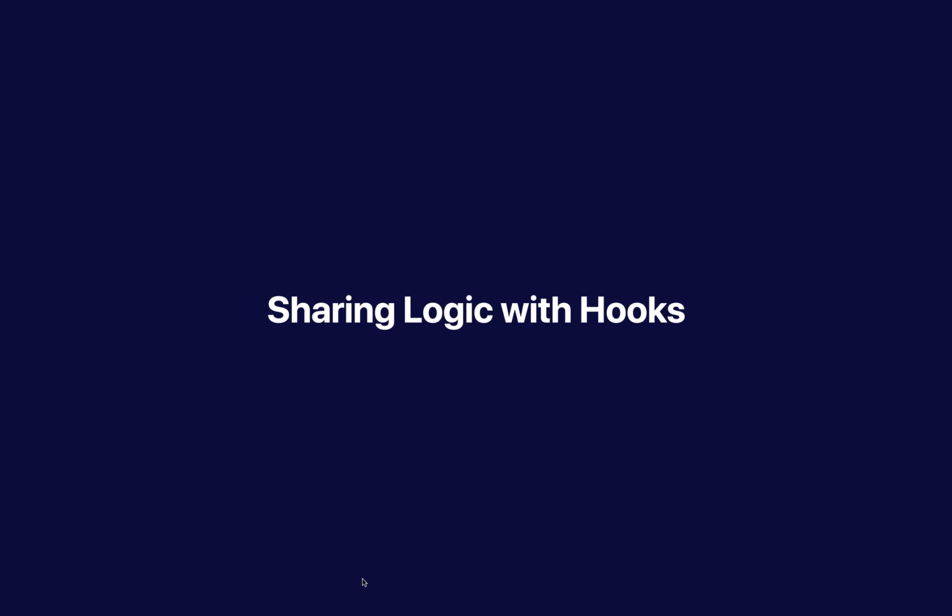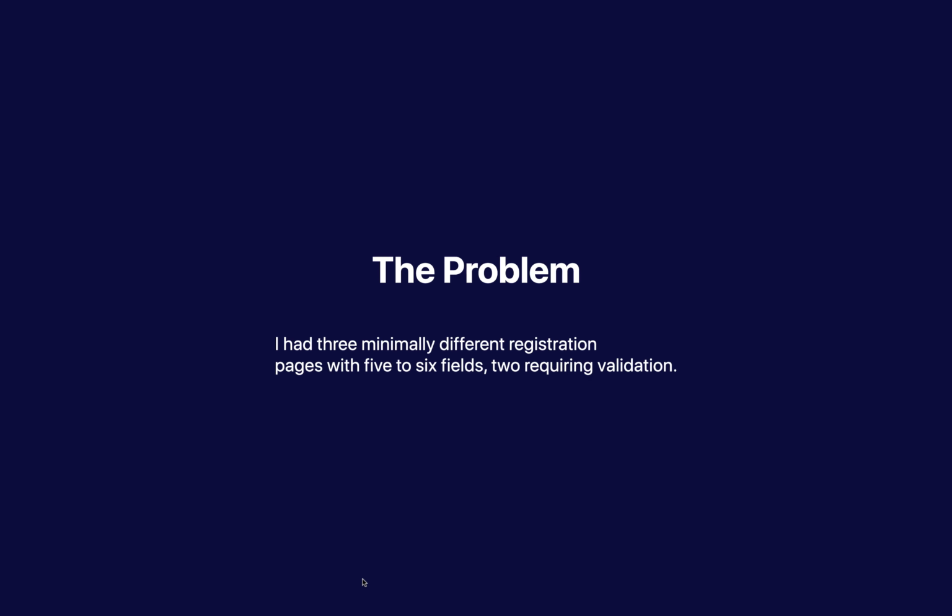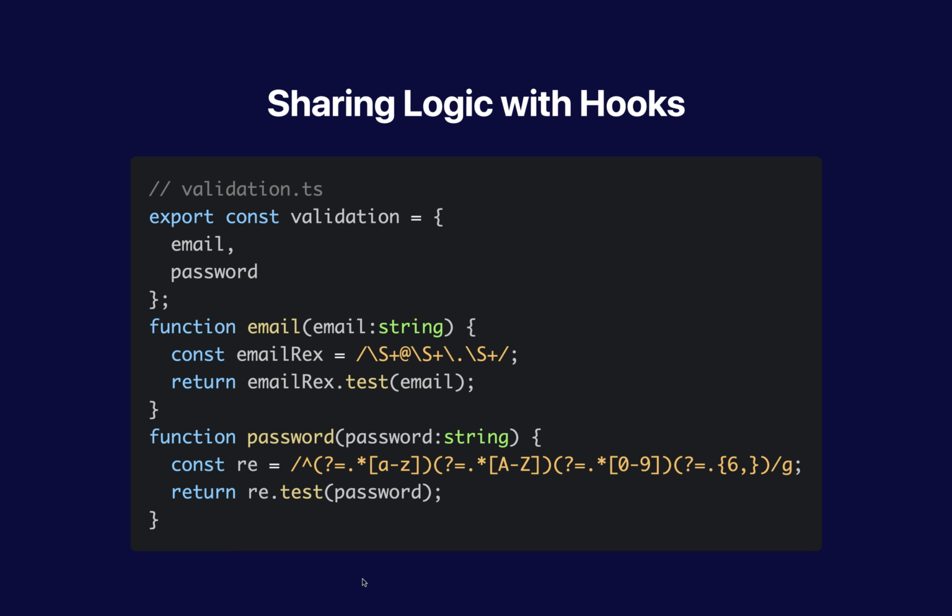So I want to talk about sharing logic with hooks, custom hooks that is. So let's first establish the problem. I had 3 minimally different registration pages with 5 to 6 fields. 2 of those required validation, email and password, of course. And these components all started life as class components as well. And so I looked at these components and I asked the question, what's in there that can be moved out and just imported and used where need be? Validation was the first answer, and really the only answer, if I'm being honest, for this given case.